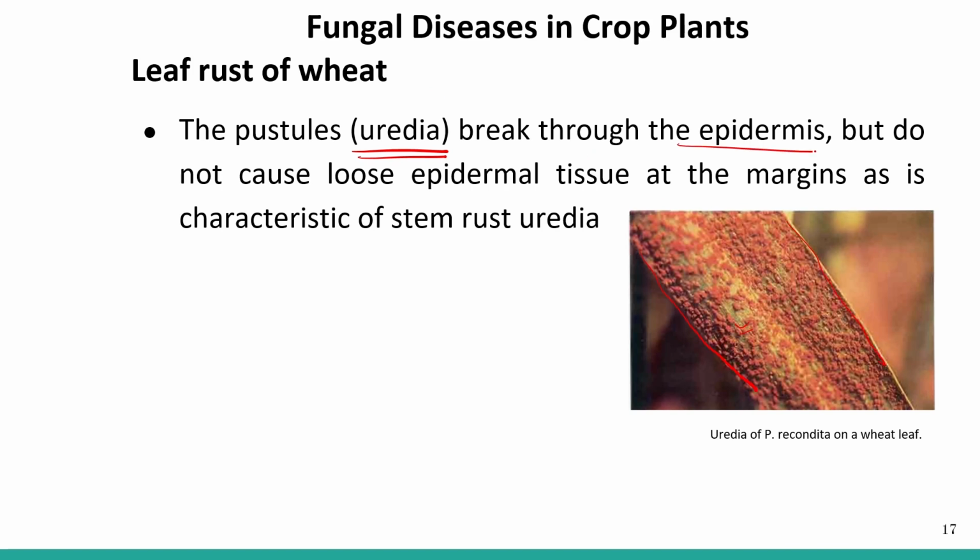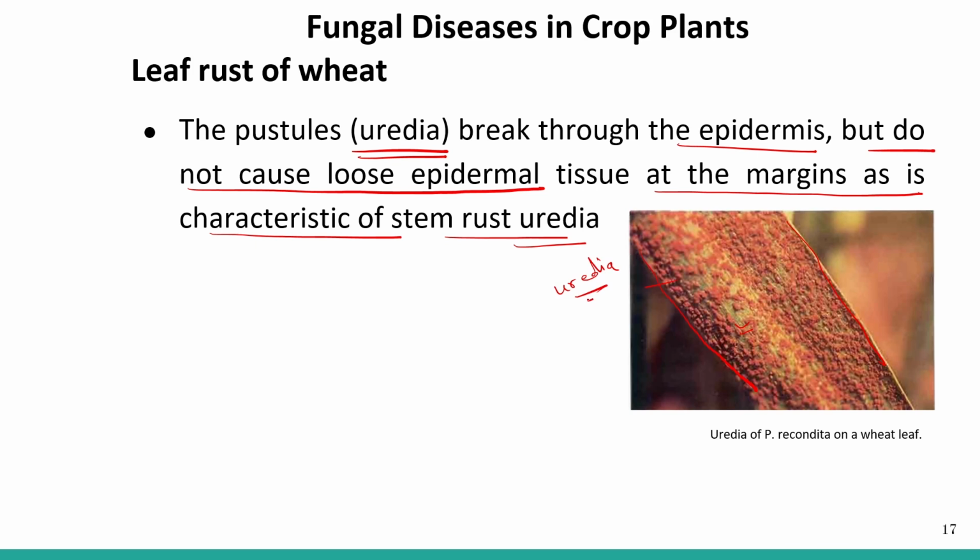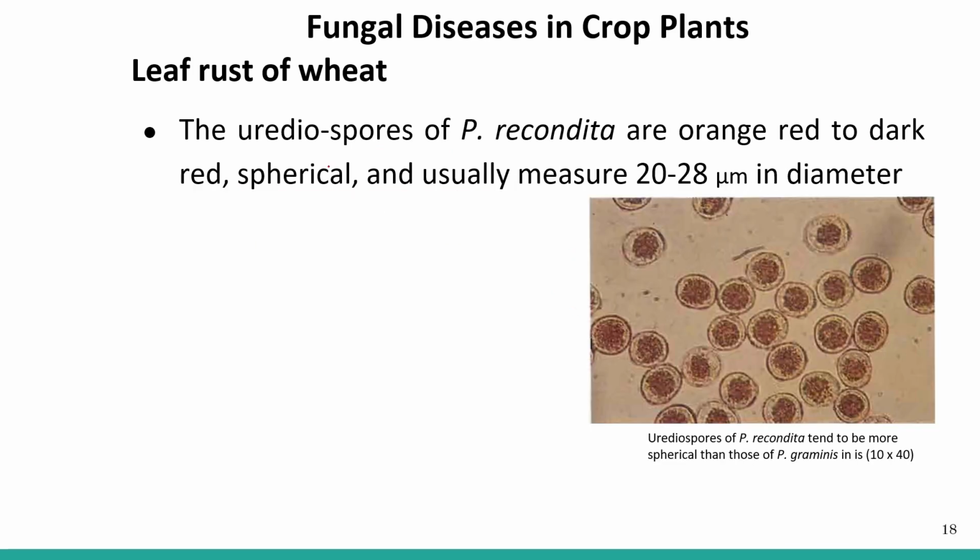They break through the epidermis, but do not cause loose epidermal tissue at the margins, as is characteristic of the stem rust uredia. So this is the uredia pustule that bears urediospores. The urediospores of Puccinia recondita are orange-red to dark red, spherical, and usually measure 20 to 28 micrometers in diameter. So these are the urediospores. Their measurement ranges from 20 to 28 micrometers in diameter.